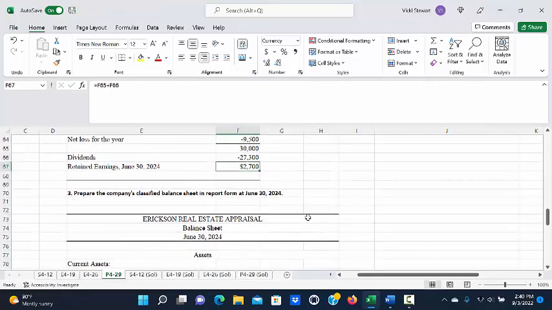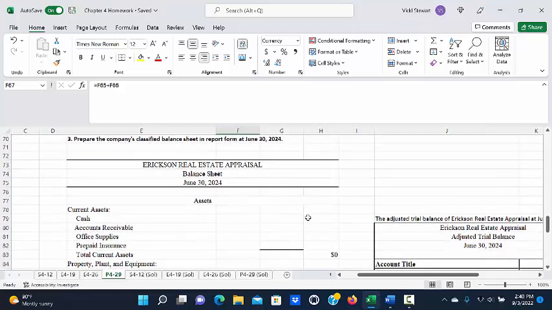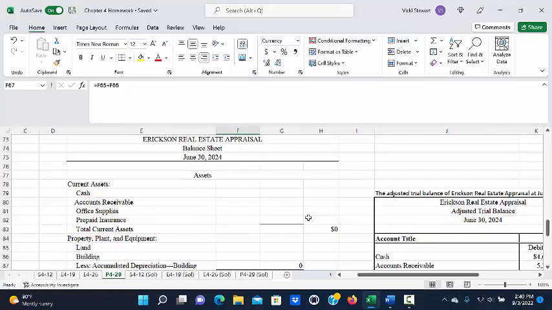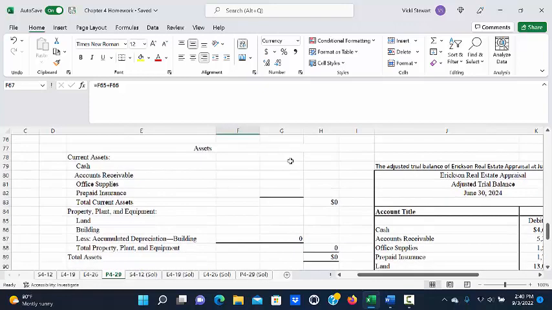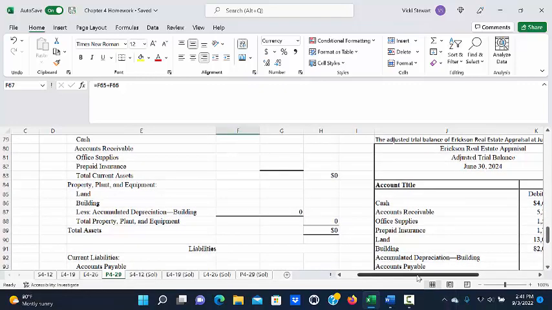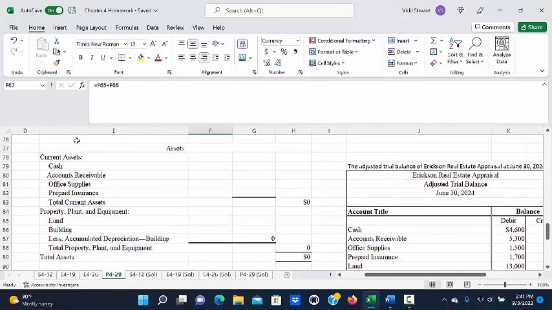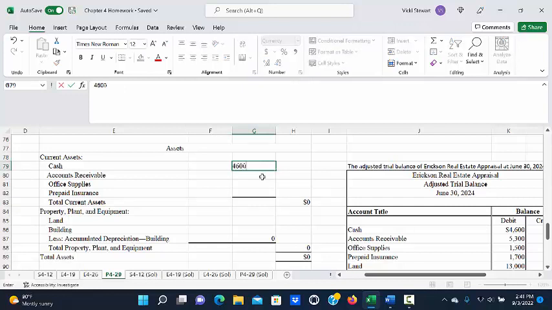So that needs to be subtracted, and that gives us an ending retained earnings of $2,700. Then in part 3, the problem asks us to prepare the classified balance sheet in report form at June 30th, 2024. So I have copied the adjusted trial balance again so that we can get the amounts to complete the balance sheet. So when we do the classified balance sheet, we're going to separate our assets and liabilities into current and long term. So our first current asset is cash, which is $4,600 according to the adjusted trial balance. Accounts receivable is $5,300. Office supplies is $1,500, and prepaid insurance is $1,700.